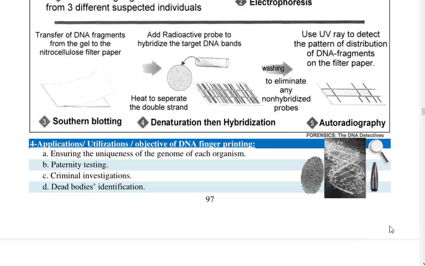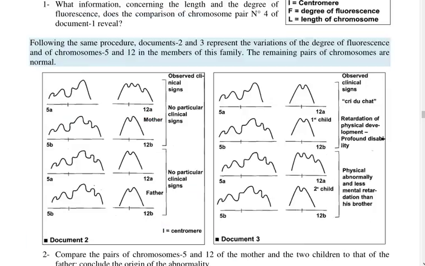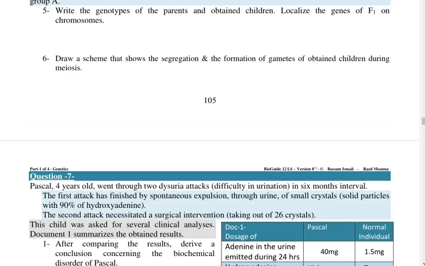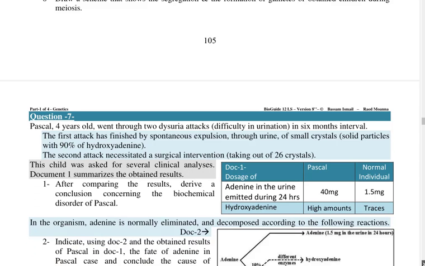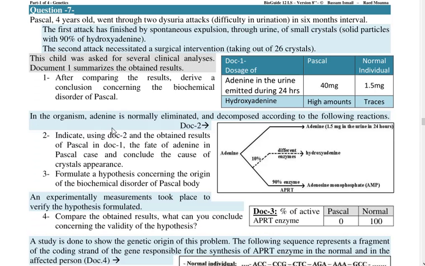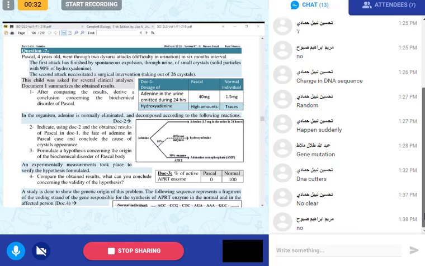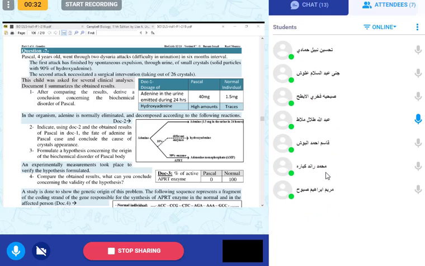Okay, if you find it clear, please go to question 7 on page 106. Okay, question 7 on page 106. It says, we have page 101. No problem. So page 101 in your book. Thank you, Abdullah. Page 101 in your book.